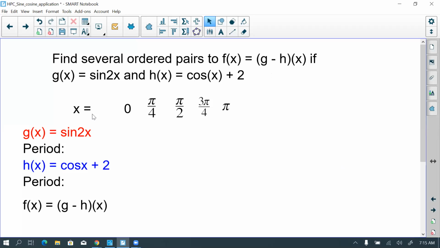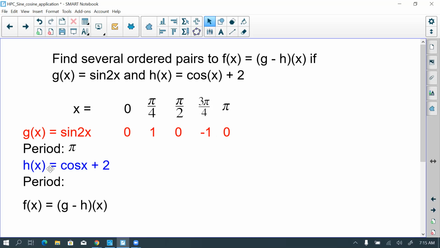Starting with g. G has a period of pi. So here are the 5 key points. Starting with 0, there's no phase shift. So starting with 0, ending at pi, that would be 1 full cycle. Your halfway value, your quarter of the way, your 3/4 of the way, and you could just plug these x values into your calculator to find these y values. But these are all special angles, so we should know these from the unit circle.